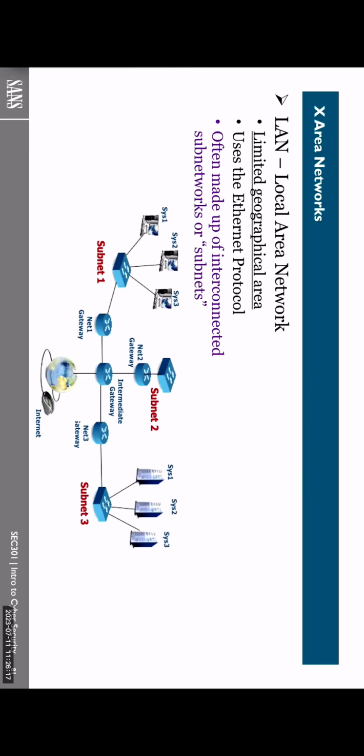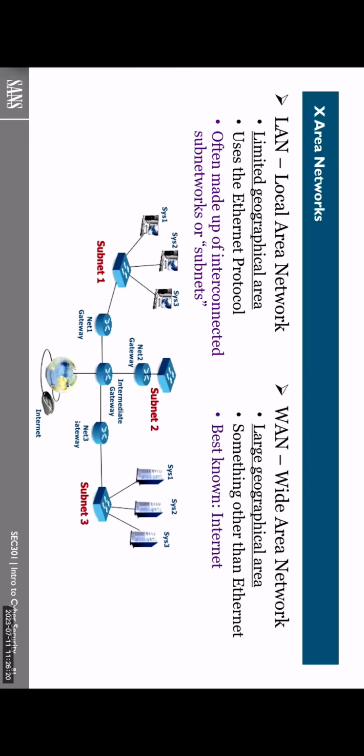Now, when does a local area network become what we refer to as a wide area network? A wide area network is where it's not a limited geographic area, it's a large geographic area. And it's not using Ethernet, it's using some other protocol. Typically, a LAN stops being a LAN and becomes a WAN when you're using an ISP for your connection out to the other networks. That's usually the case.